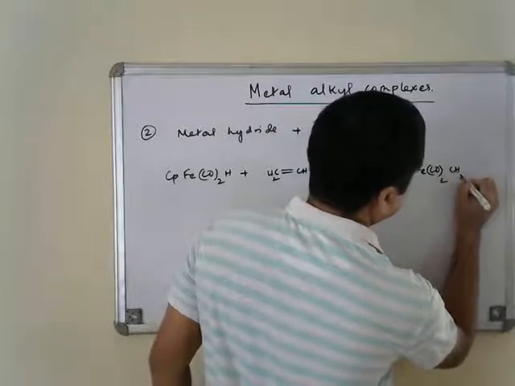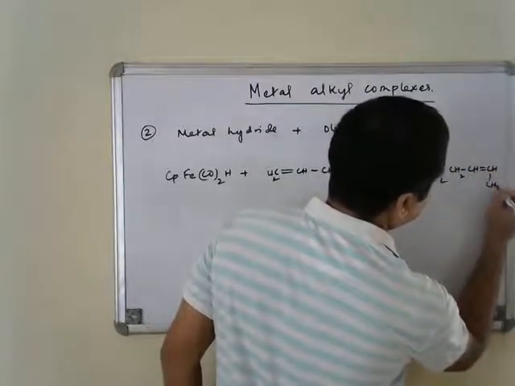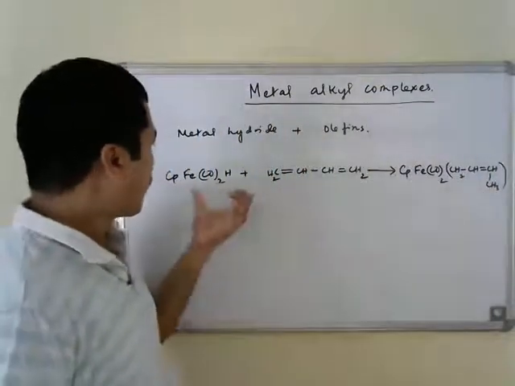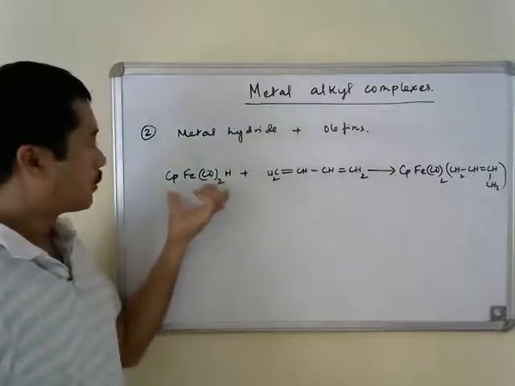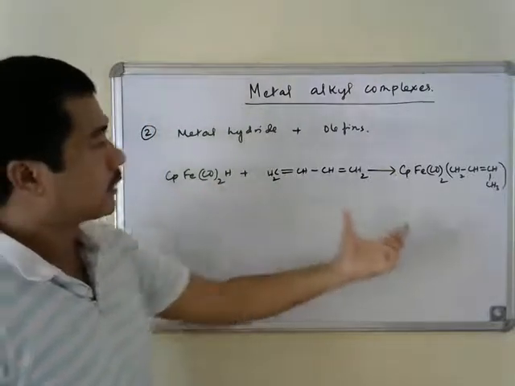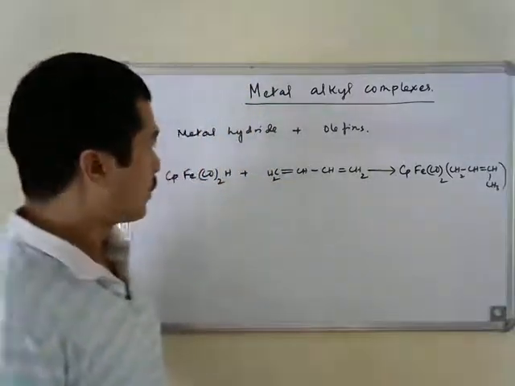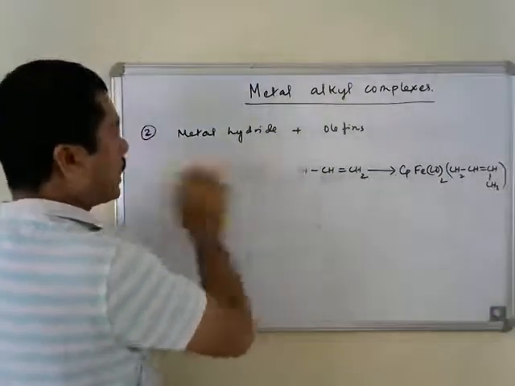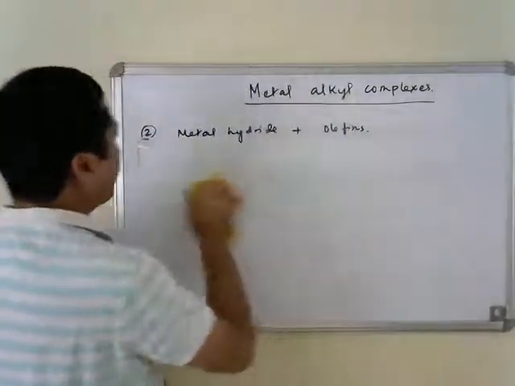So in this case, we will end up with this sort of a compound after this butadiene is reacted with this iron hydride complex. Essentially, we end up with this sort of metal alkyl complex. So this is another strategy for preparation of metal alkyl, that is reaction of metal hydrides with olefins.